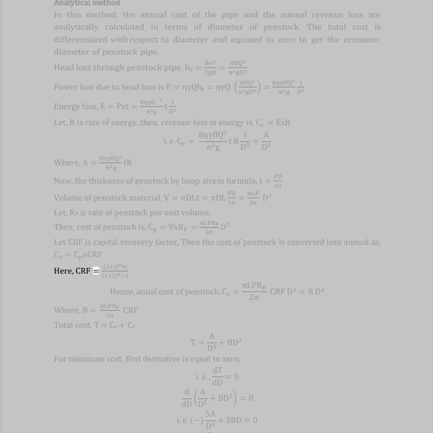Here, CRF equals the capital recovery factor expression. Hence, annual cost of penstock, C equals pi L p R_p over 2 sigma times CRF times D squared, equals B D squared, where B equals that constant. Total cost, T equals A over D to the fifth plus B D squared.